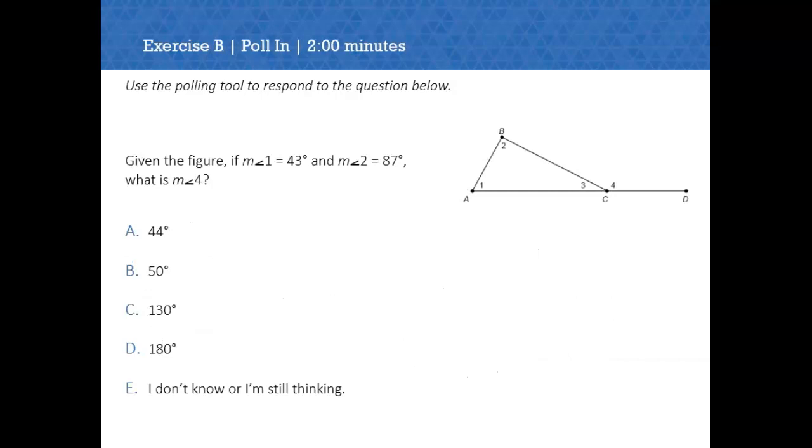So let's take a look at a problem with some numbers. Given the figure, measure of angle 1 is 43 degrees. Measure of angle 2 is 87 degrees. What is the measure of angle 4? Well, using that exterior angle theorem, the measure of angle 4 is equal to the sum of the non-adjacents, so 43 plus 87. So if we add up 43 plus 87, we get 130 degrees.